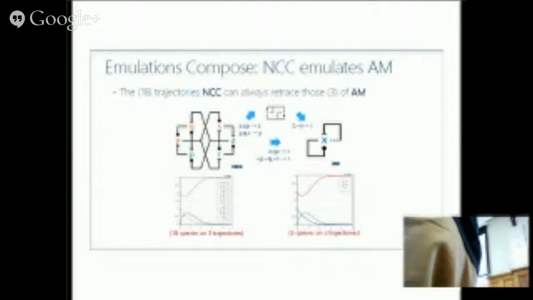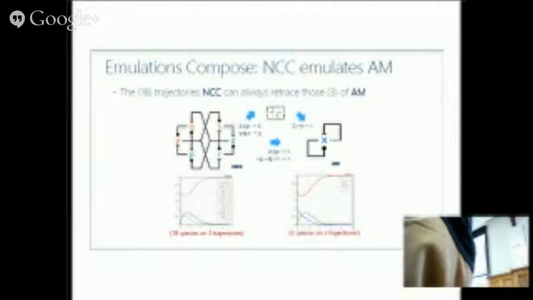So if you have an emulation from here to there, and an emulation from there to there, then you have one from here to there. So here you have three trajectories. Here you have six, and the six trajectories can replicate these three. Here you have 18. And here you have six, which means these 18 trajectories can emulate those six. And by composition, these 18 trajectories can always emulate any two trajectories for that.